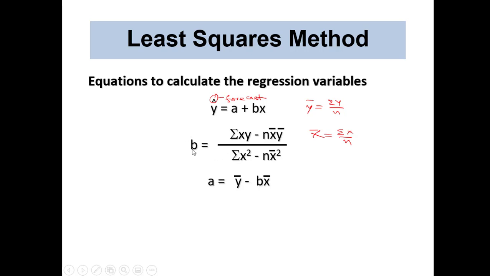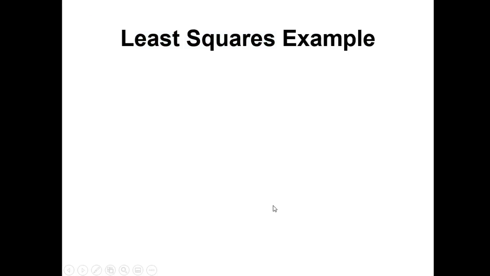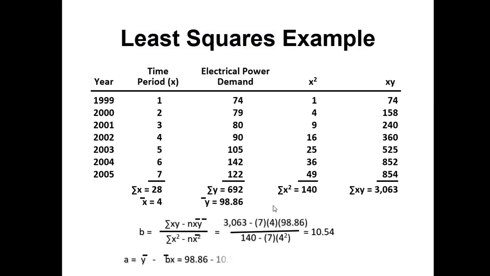So we have already calculated this b, into x bar. X bar represents the mean. Before going to that, I just want to discuss a very simple example. For example, we have yearly data which starts from 1999 to 2005, and these are the time periods. So we have 7 periods, n will be equal to 7.